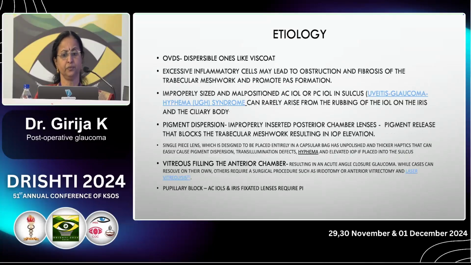So always, to prevent it, you can completely remove the OVDs, and in complicated surgeries, the excessive inflammation has to be managed with steroids. Then, placing improperly sized and malpositioned ACIOL or PCIOL in the sulcus, especially single piece IOLs: their haptics may be sharp and can rub on the iris pigment epithelium. It can lead to pigment dispersion and secondary glaucomas. And for vitreous filling the anterior chamber, always do a proper anterior vitrectomy.